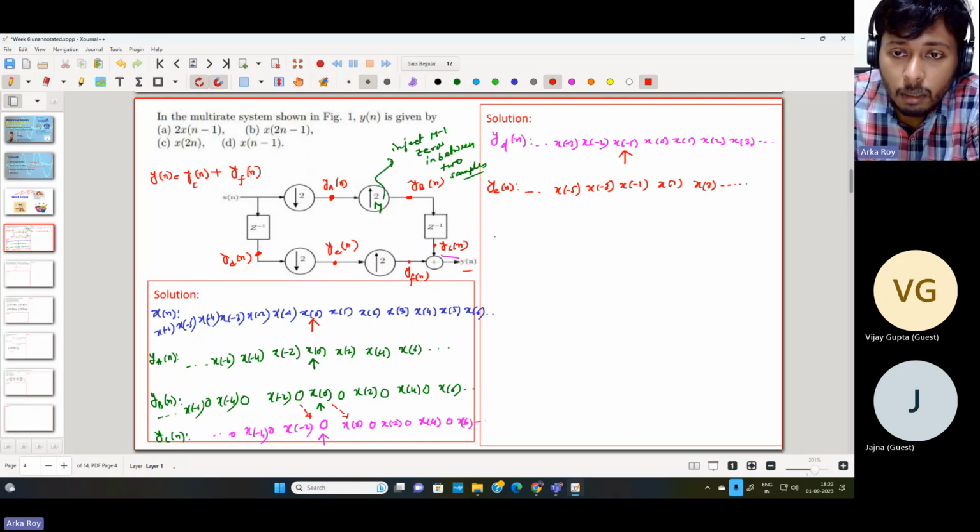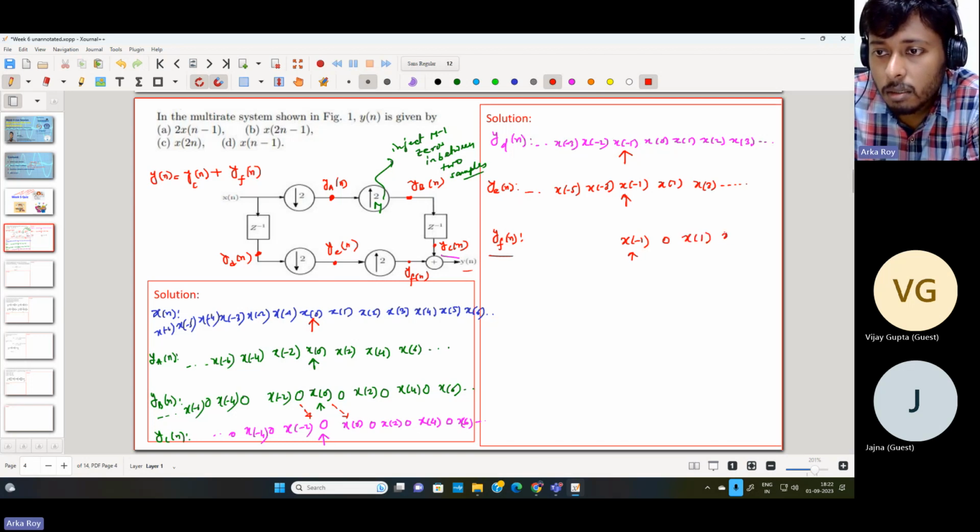Thereafter, we have the upsampler. As already told, the upsampler basically injects m minus 1 zeros in between two samples. So it will be just like X of -1, 0, X of 1, 0, X of 3, 0, X of -3, 0, X of -5, and likewise.